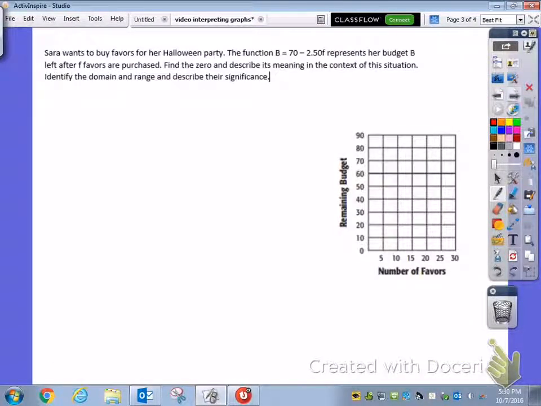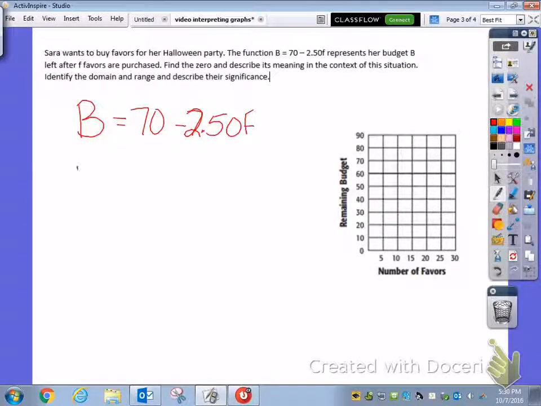Sarah wants to buy favors for a Halloween party. The function B equals 70 minus 2.50F represents her budget B left after F favors are purchased. So first of all, when you see an equation, go ahead and write it down.